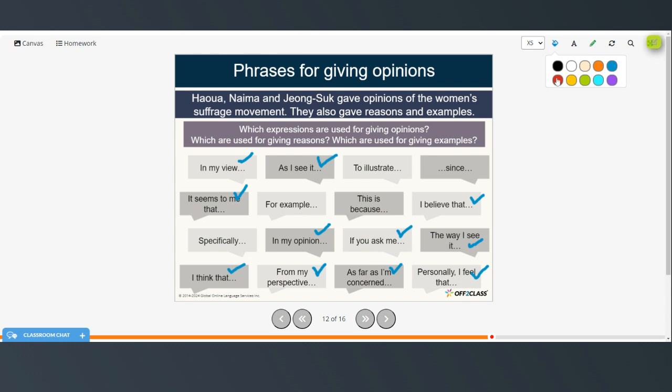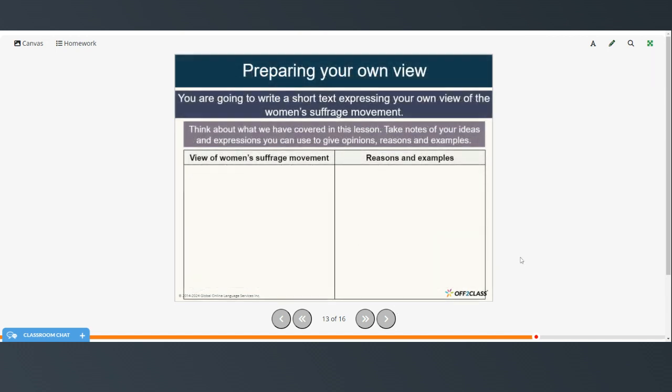Now we'll look at reasons. This is because. Or perhaps since could be a reason. And then for giving examples, we would have to illustrate, for example, specifically, and those would be examples of phrases that you can use for examples.